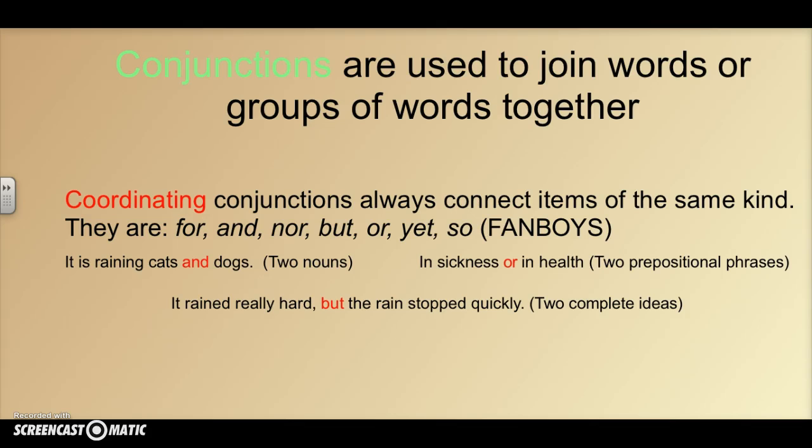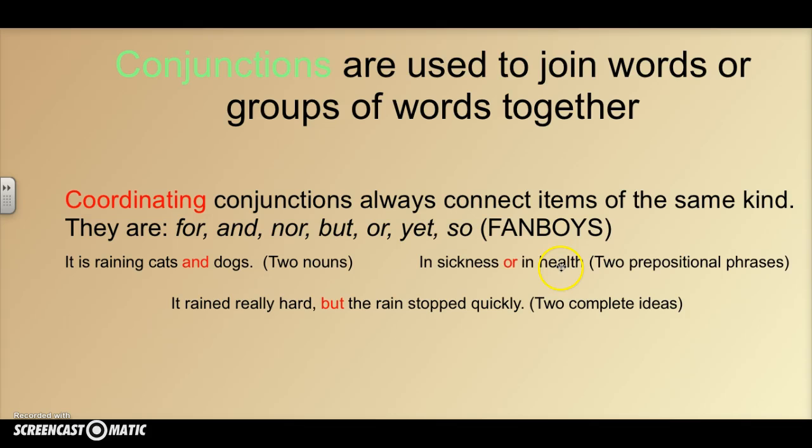So conjunctions are used to join words or groups of words together. There are two main different types. Coordinating conjunctions always connect items of the same kind. The acronym for coordinating conjunctions is FANBOYS: for, and, nor, but, or, yet, so. So my examples: it is raining cats and dogs. You have two nouns being linked together.